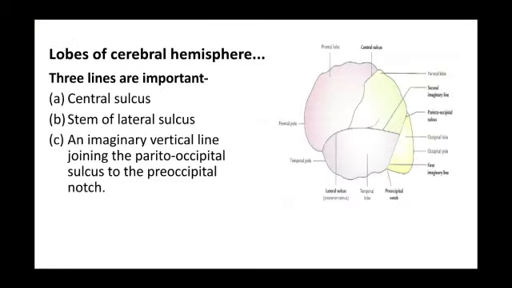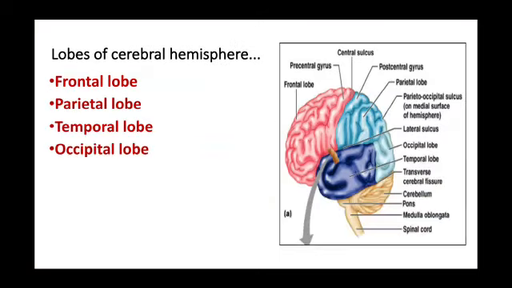So coming to the lobes of the cerebral hemisphere, three lines are very important. That is the central sulcus, stem of lateral sulcus, and an imaginary line which joins the parieto-occipital sulcus with the pre-occipital notch. So the different lobes we are going to see are the frontal lobe, parietal lobe, temporal lobe, and occipital lobe.